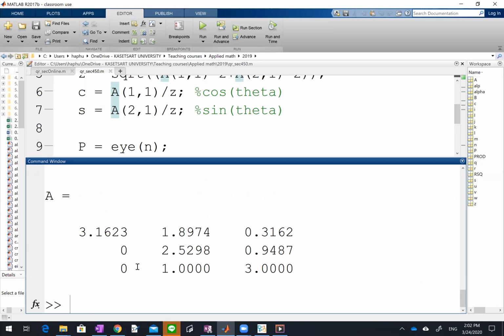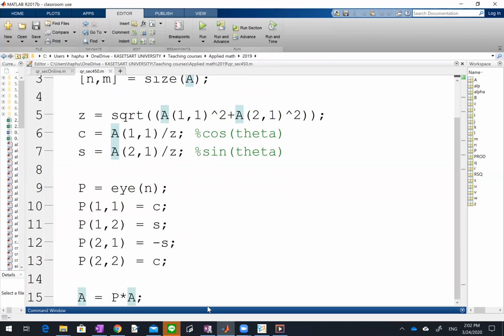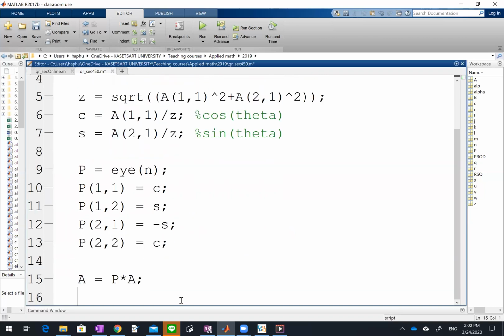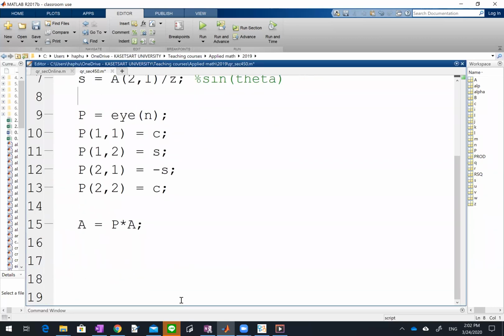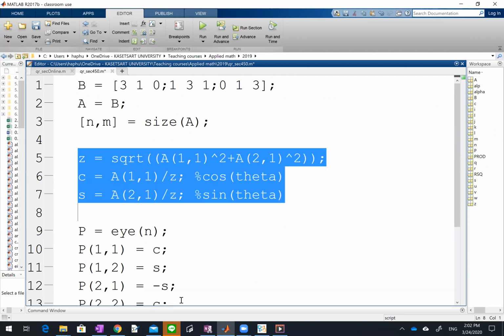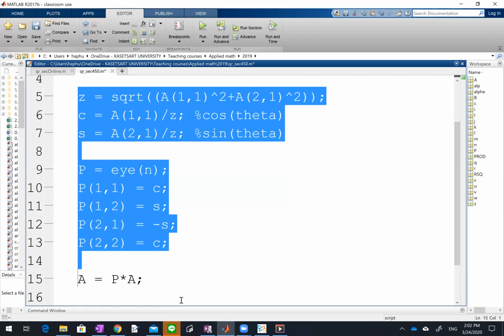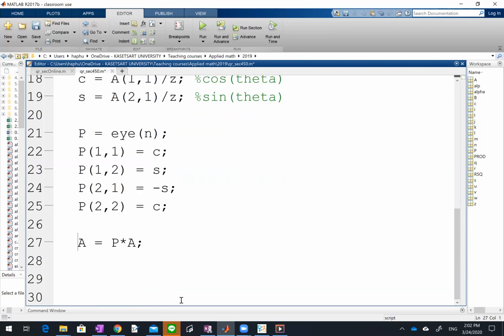So I have zeros in the first column starting from row 2. My next job is to find another P and multiply it in order to make an upper triangular matrix. To do that, I just have to calculate everything again starting from here. So let's just do it.